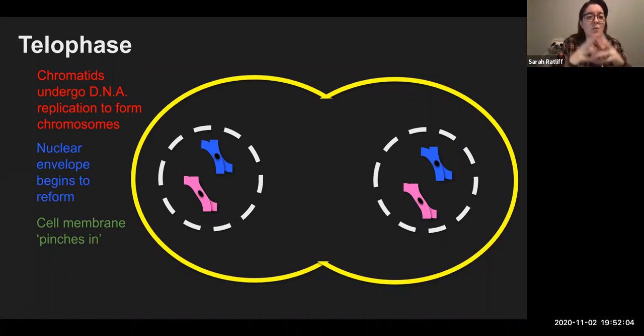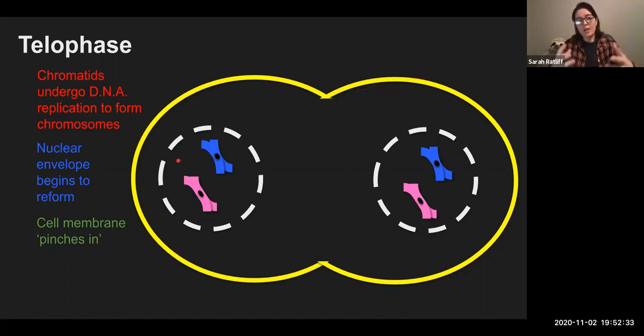So here we pulled apart our sister chromatids. They're going to undergo some replication so that they can turn into chromosomes themselves. So remember, chromosomes are chromatids, double copy. So this is what we want. We want the X. They were pulled apart, so now they have to replicate so that they have the X again in the new cell.